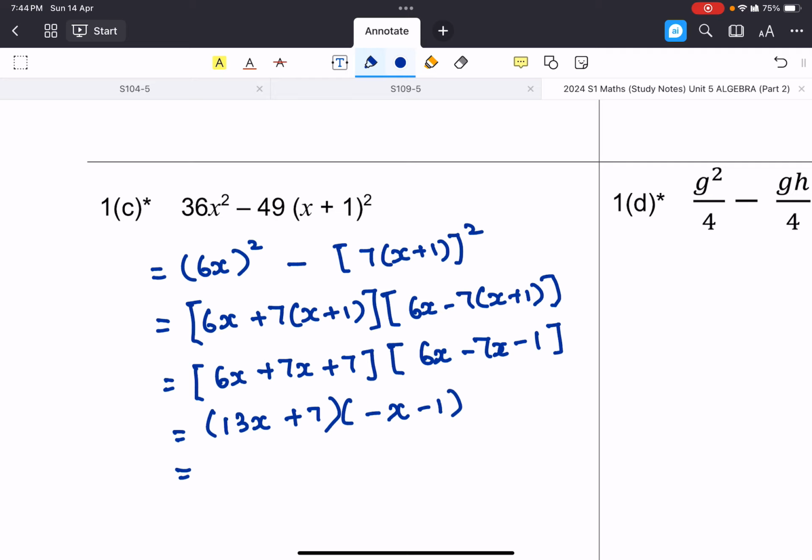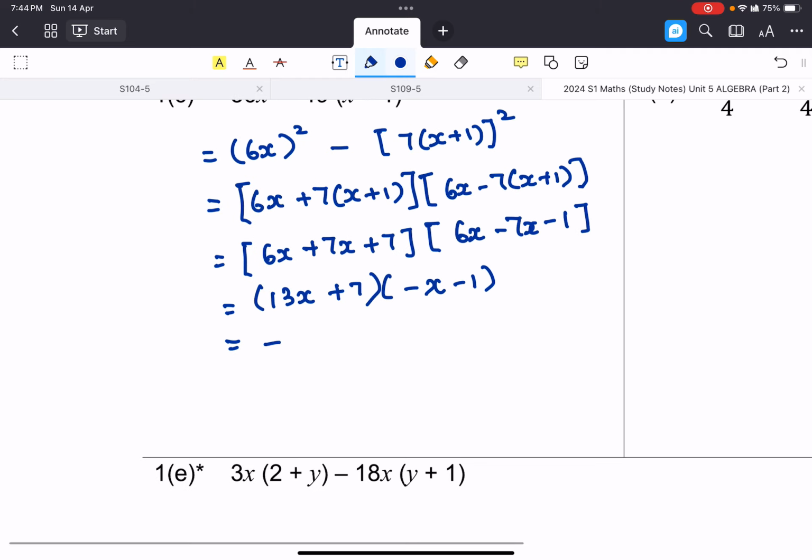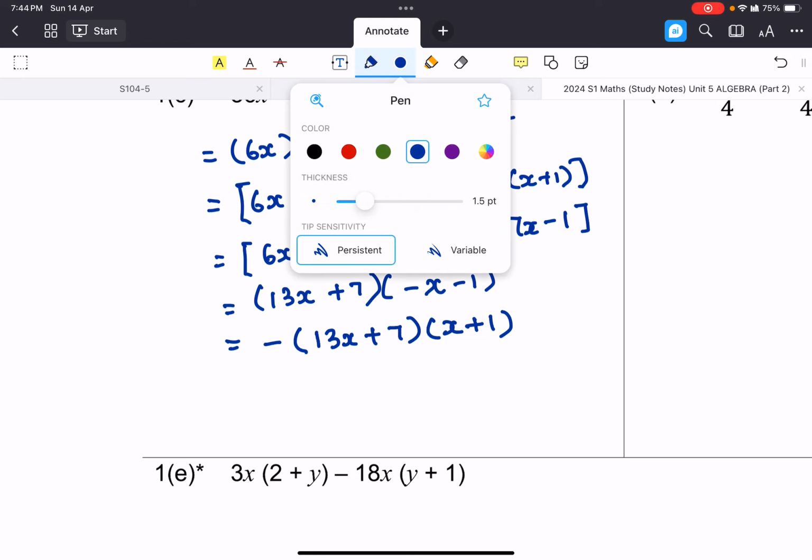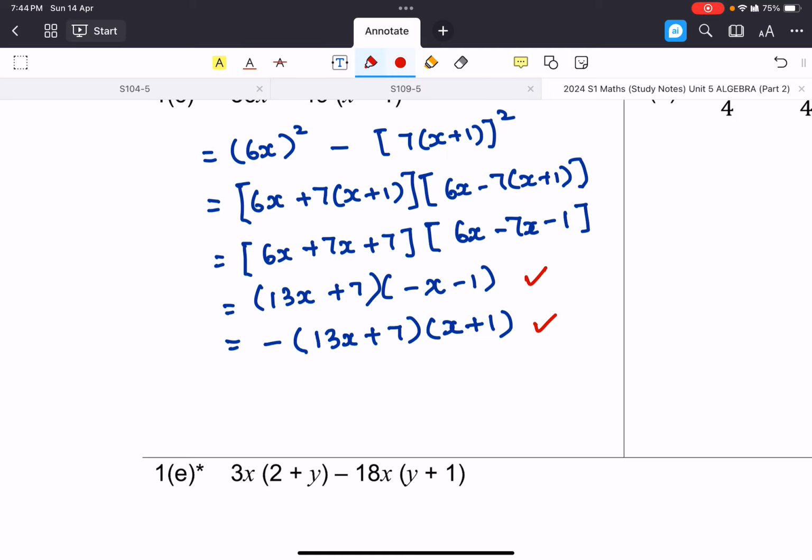And of course, if this makes you uncomfortable, we can always extract out the negative here, and in this case, it becomes x plus 1. So this works. I mean, this is sufficient. This is even better.